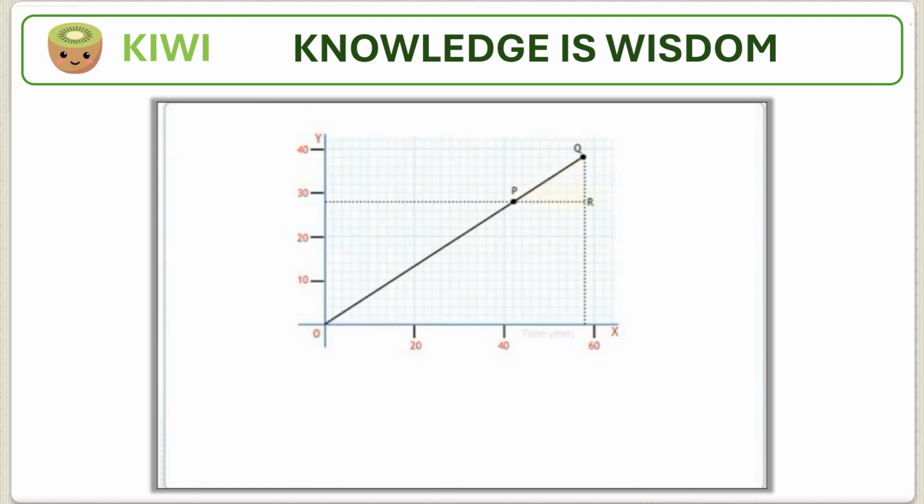On the graph, PR denotes the time interval, while QR corresponds to the distance. You can see from the graph that as the object moves in time interval t2 minus t1, the distance it covers is s2 minus s1. By definition, speed is the ratio of distance covered to the time taken in covering that distance. Therefore, the speed of an object v is equal to (s2 minus s1) divided by (t2 minus t1).